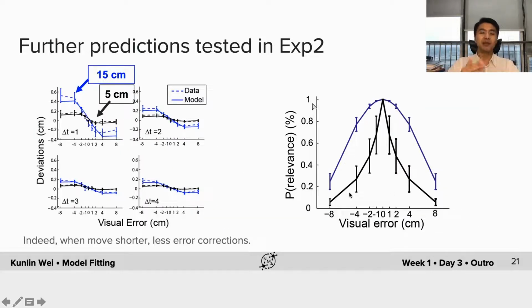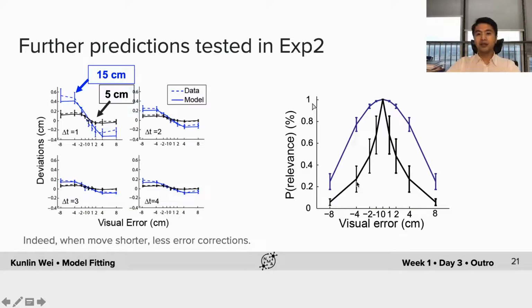So I performed experiment 2 to test this new prediction. The data is shown in black. The blue curve are the experiment 1 data for 15 centimeter movement. As you can see, the data exactly follow my prediction. First, the learning is less, and the learning pattern still follow this kind of a sigmoid shape. So indeed, when people move less, they have less error corrections.